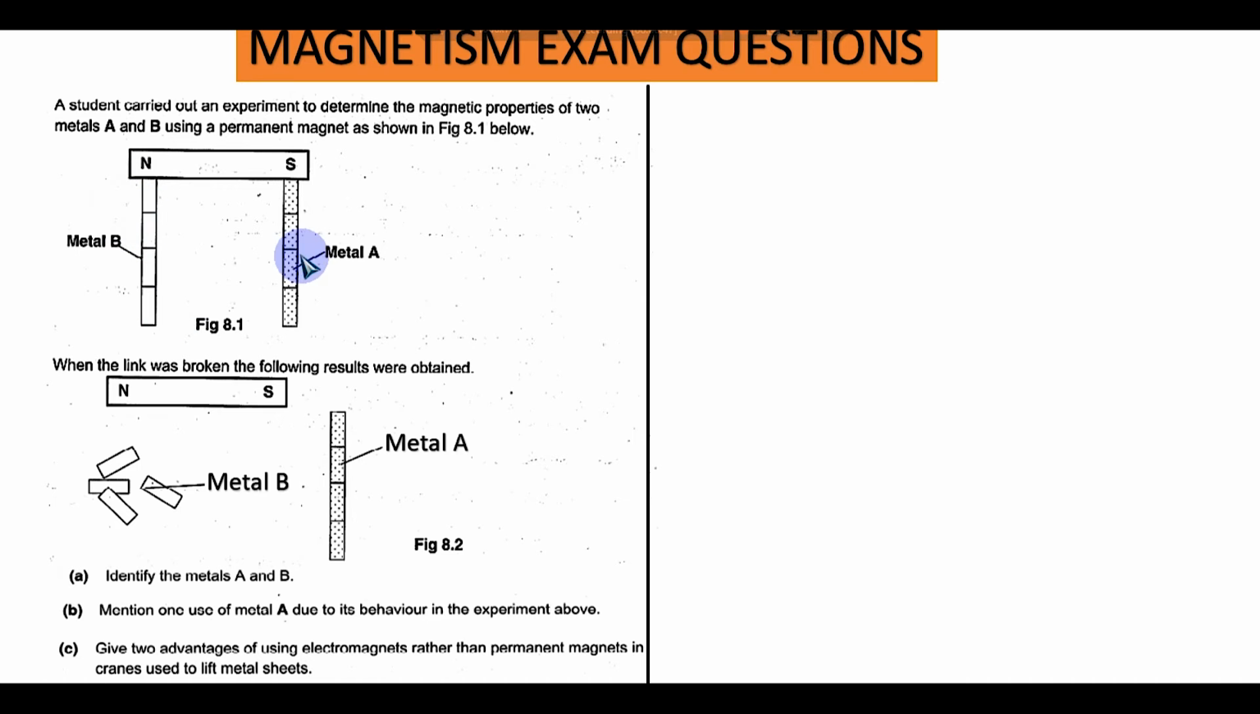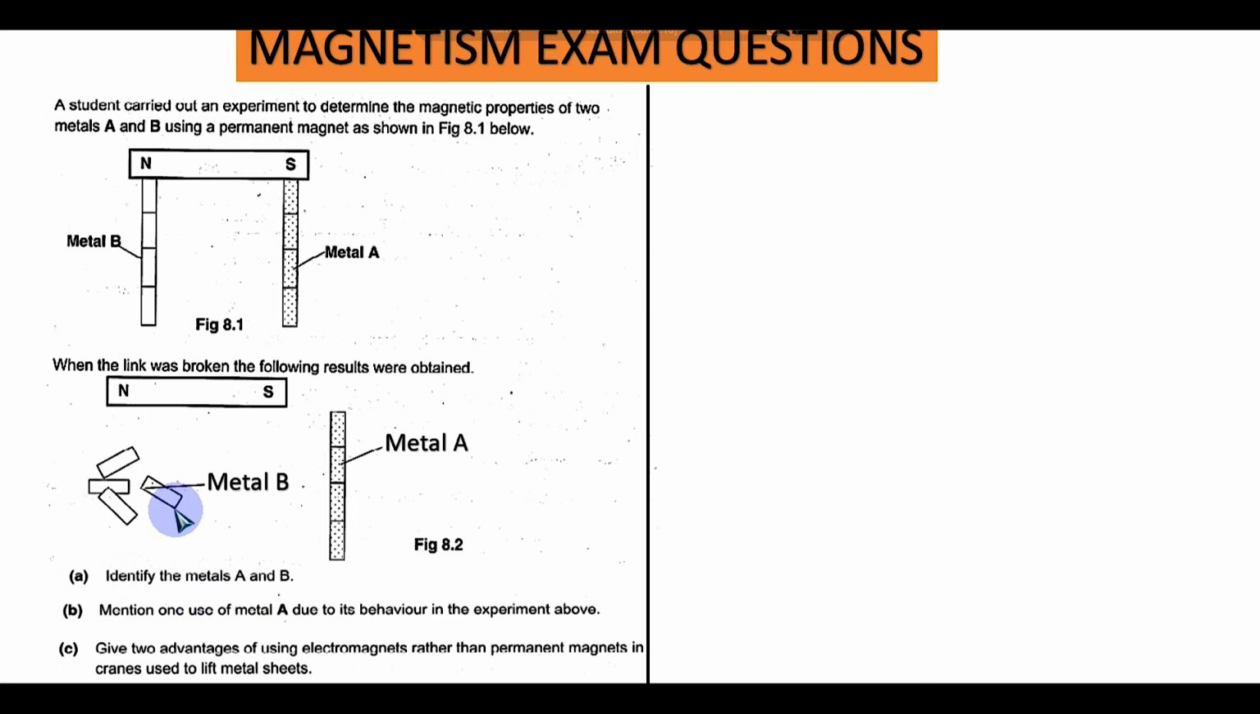So when you look at the first diagram here, two metals have been put in contact with a magnet. And look at what is happening in the first diagram. In the second diagram, after the link has been broken, what has happened? Metal B, everything goes down, but metal A is still attached to each other, even after breaking the link with the magnet.